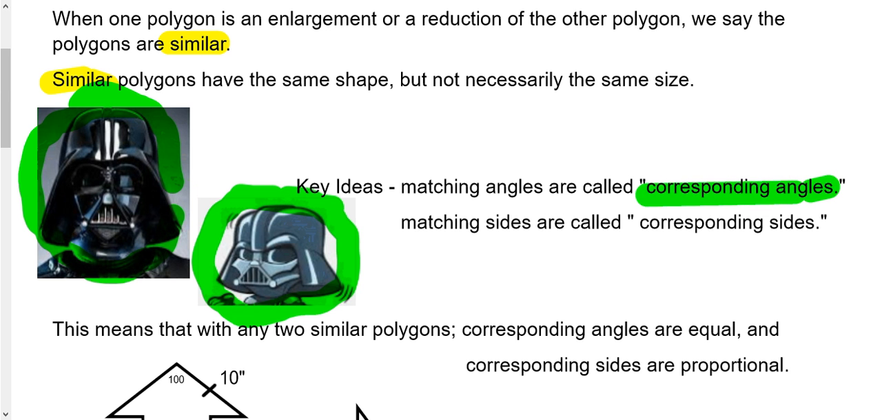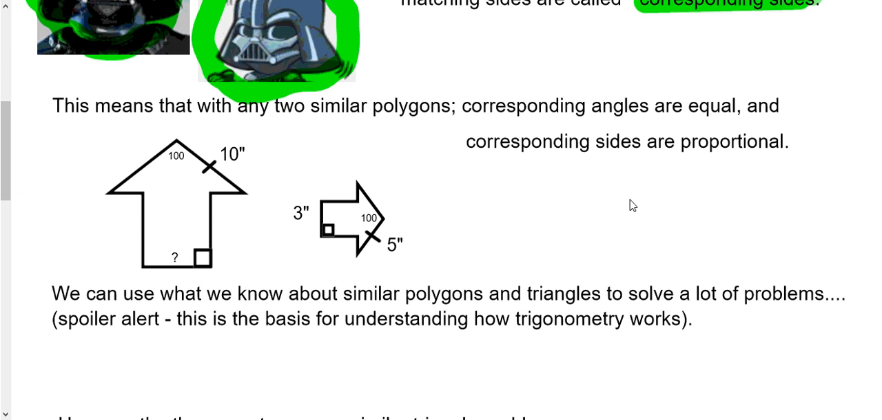Anyway, similar means something about corresponding angles and corresponding sides. So when we say similar, we mean that they have to be equal. So when we say a similar arrow, like this guy, and if it has 100 degrees at that point, it also has to have 100 degrees at the corresponding point. Now, it doesn't mean the sides have to be the same because that would just be a duplicate, but it has to be similar. What that means is proportional.